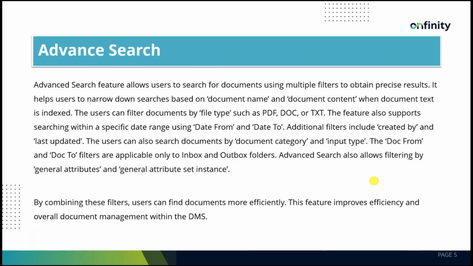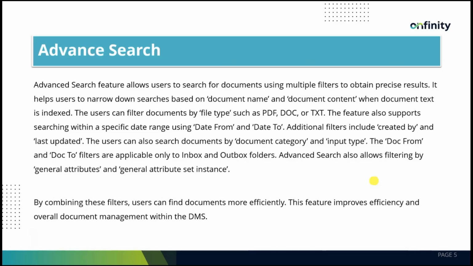Moving to the PPT. Next search option is Advanced Search. The Advanced Search feature allows users to search for documents using multiple filters to obtain precise results. It helps users narrow down searches based on document name and document content if document text is indexed. The users can filter documents by file type, such as PDF, DOC, or TXT. This feature also supports searching within a specific date range using date from and date to.